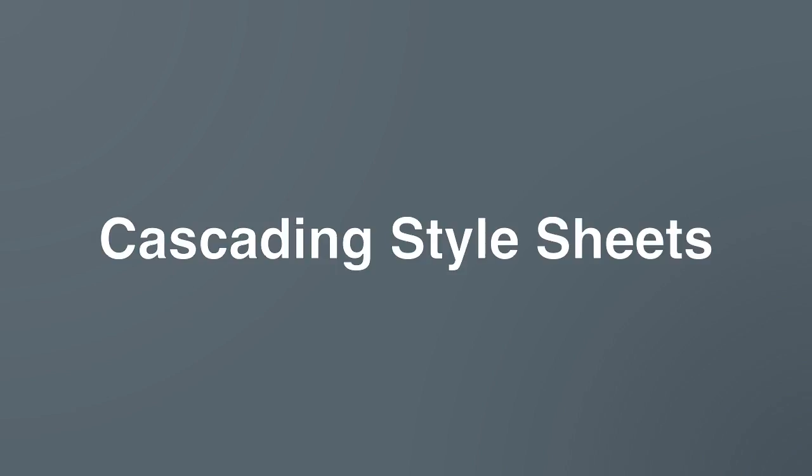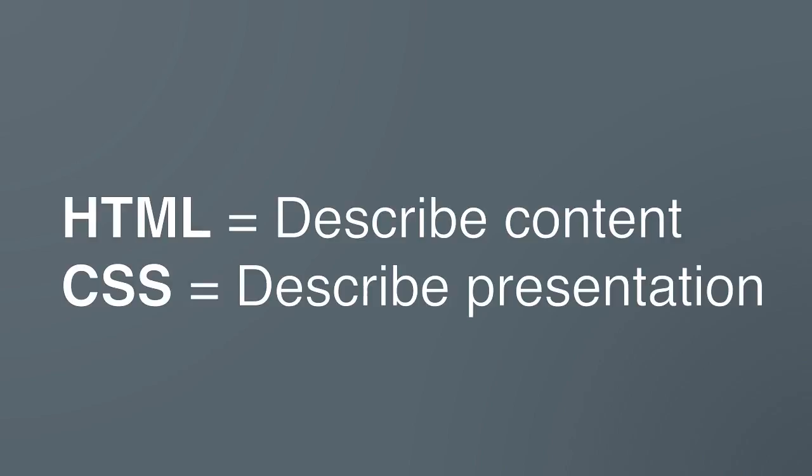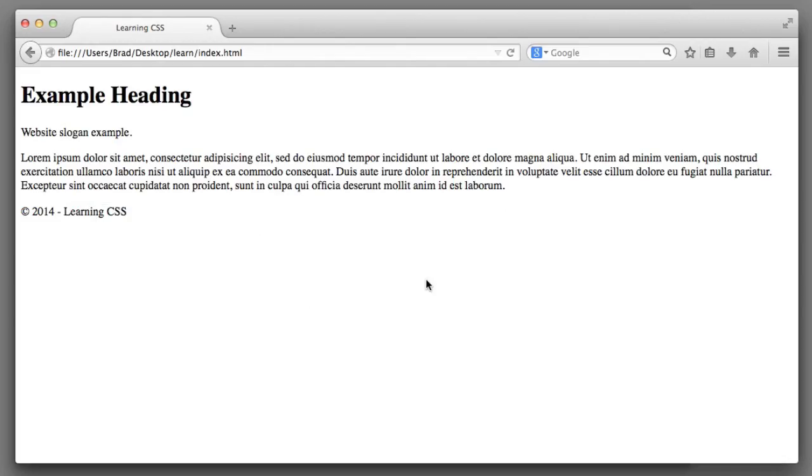CSS stands for Cascading Style Sheets, and it's the way that we add color and layout and style and design to our web pages. In other words, HTML is how we describe our content. CSS is how we describe our presentation. That's enough for an introduction.